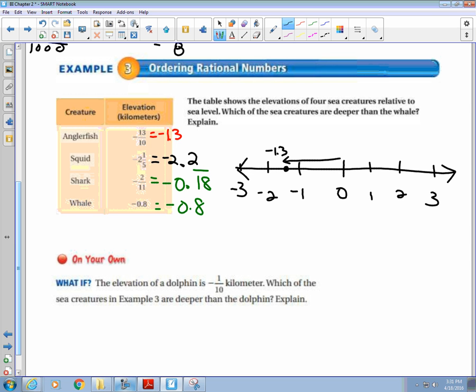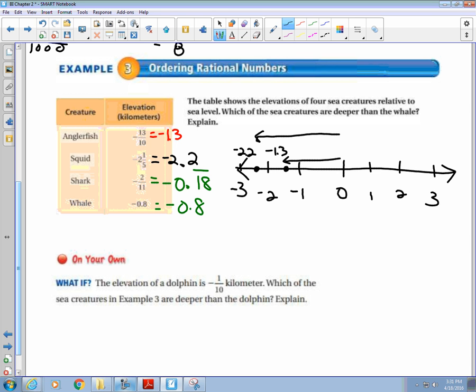The next one's negative 2.2. So I start at 0, and I'm going to go to the left again because it's negative 2.2 units. I'm going to pass the negative 2, and go just a little bit past that, and that's about where my negative 2.2 is going to be. So that one's negative 2.2.